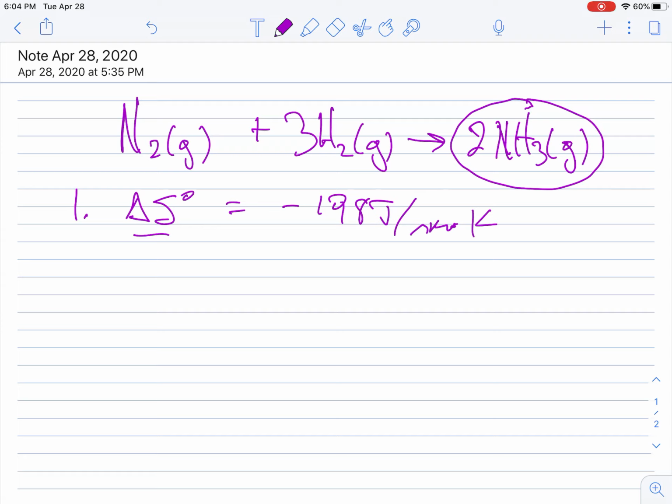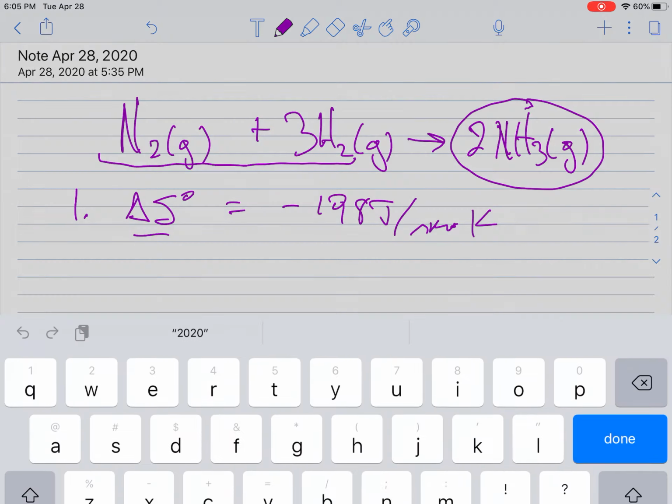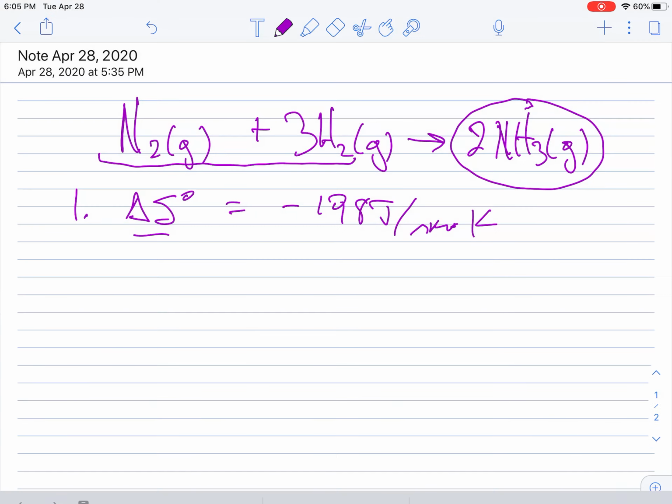Now let's look at why this might be a negative value. First off, you have 4 moles of gaseous reactant, and you only have 2 moles of gaseous product. So based upon that, we've got to figure that this entropy is going to decrease just based upon the fact that you're going from 4 moles down to 2. And so generally, especially when you decrease by 2 moles, this is why that delta S is going to be a negative value.